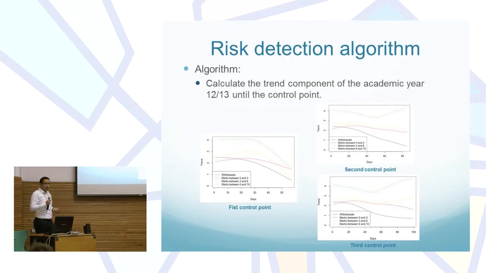So the first part of the risk detection algorithm is to calculate the trend component of the first academic year, 2012-2013, until the control points. As we presented before, we have three control points, so we calculate the trends for these three control points. We have also divided the students into four groups: those who have withdrawn from the course, the second group which has a grade between 0 and 3, a third group between 3 and 6, and the final group with students that have between 6 and 10. And here we can see the trends of these groups for each period from the beginning of the course till each control point.